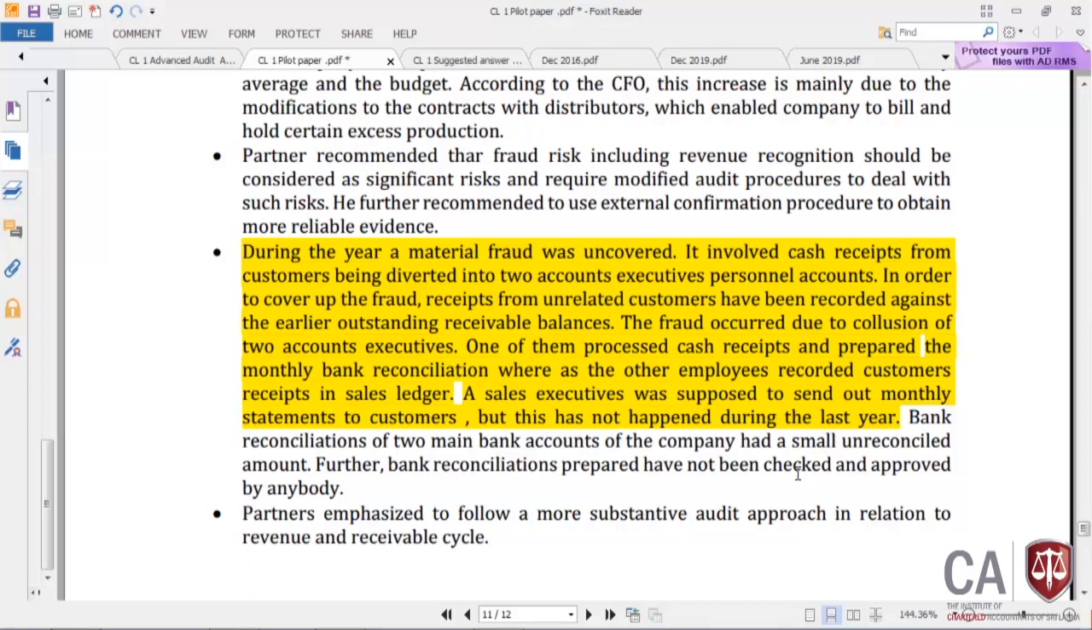internal control deficiency. Third one: bank reconciliation of two bank accounts of the company had a small unreconciled amount. Again there is a bank statement issue.